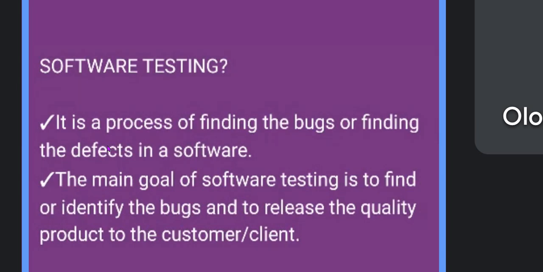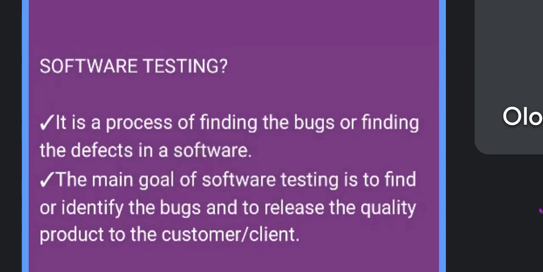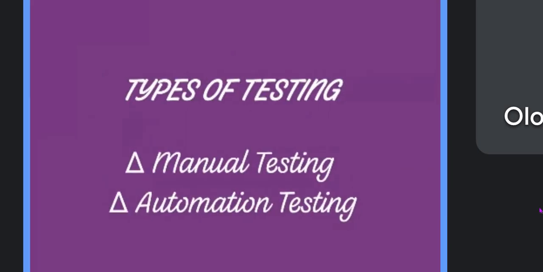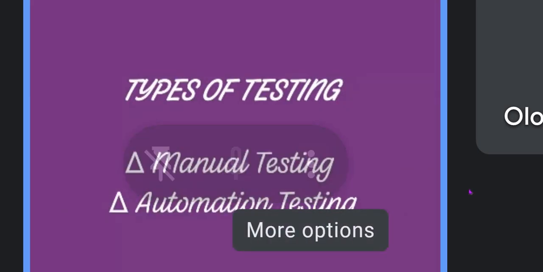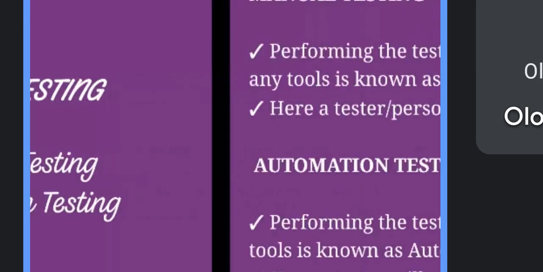But in which way can we test the software? There are different ways that we can do. One is manual testing and the other is automation testing. So these are the two types of testing. What is the difference? What is manual testing and what is automation testing?